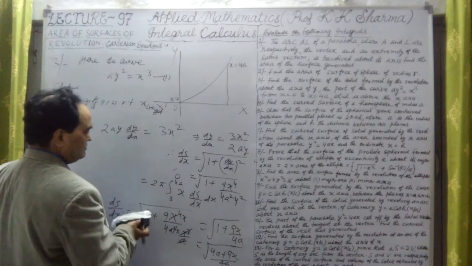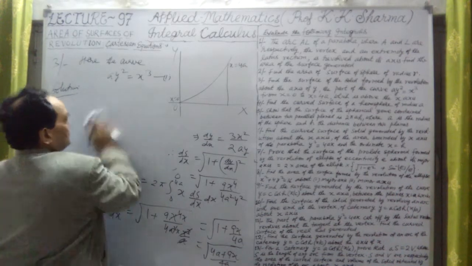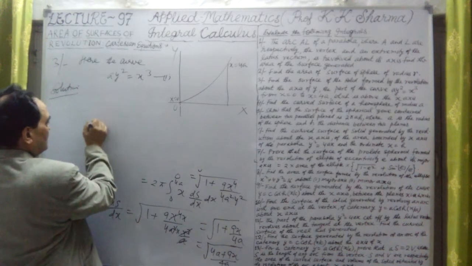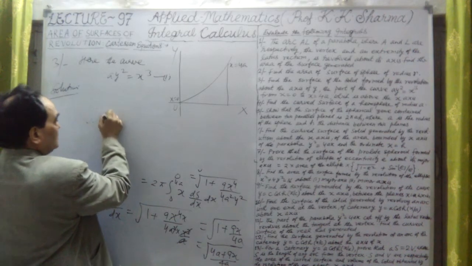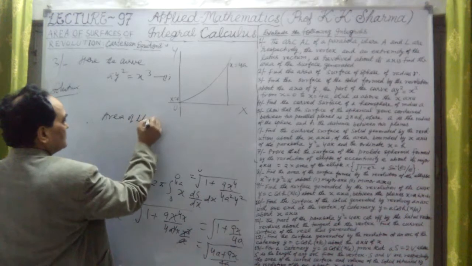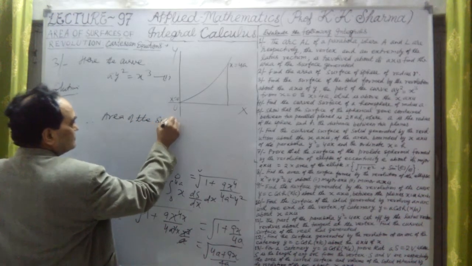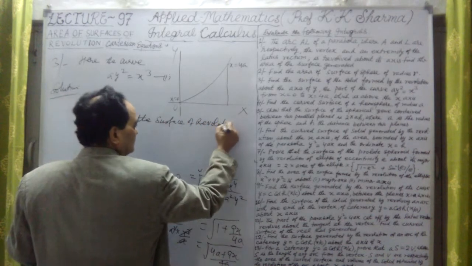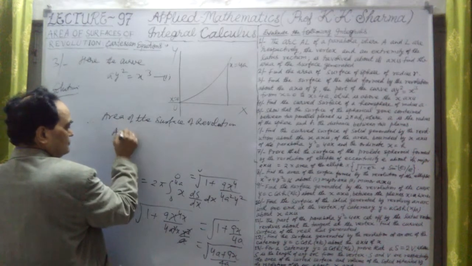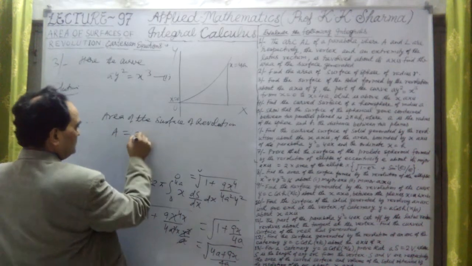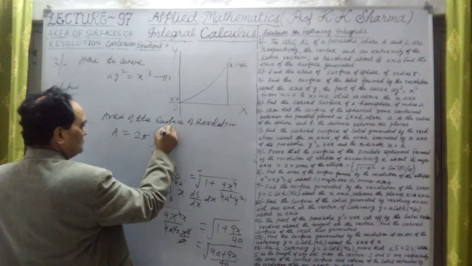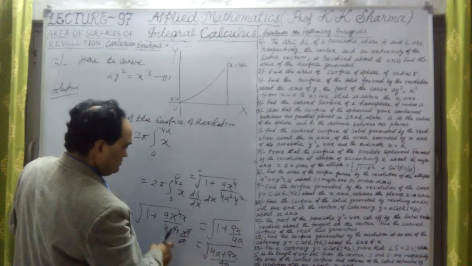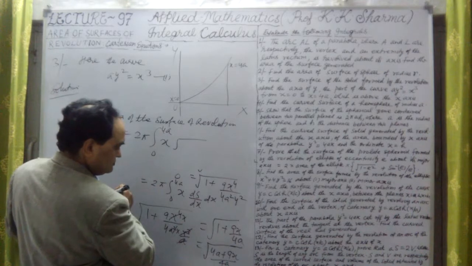Okay, so let me take that value here. Therefore, the area of the solid of revolution will be, therefore, area of the surface of revolution, in this case, surface of the revolution is given by A is equal to this formula, twice pi are taken out, this is 0 to 4a, x into dx upon dx is this value, this is under root.